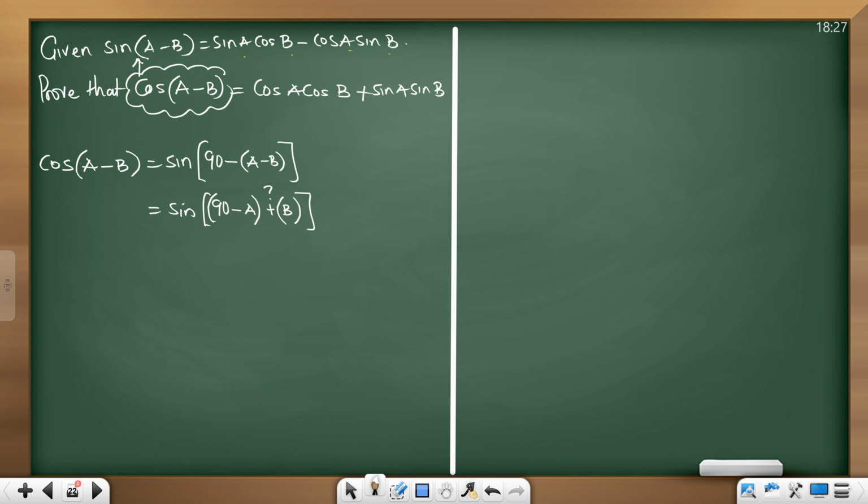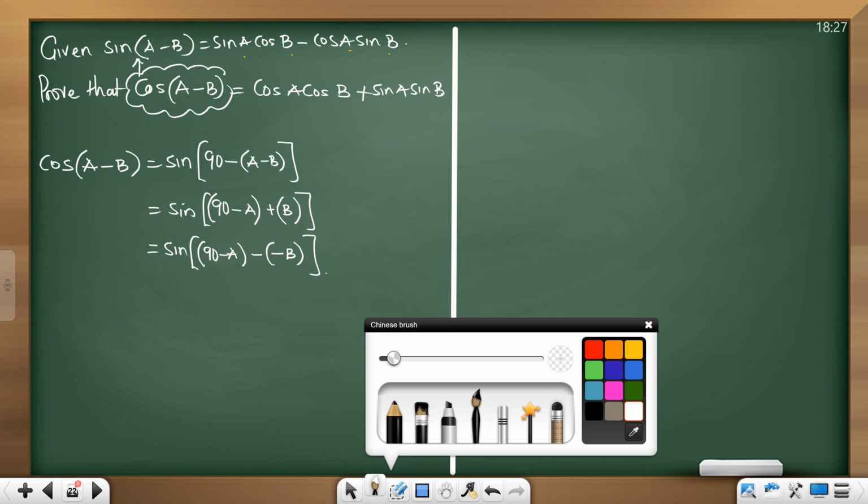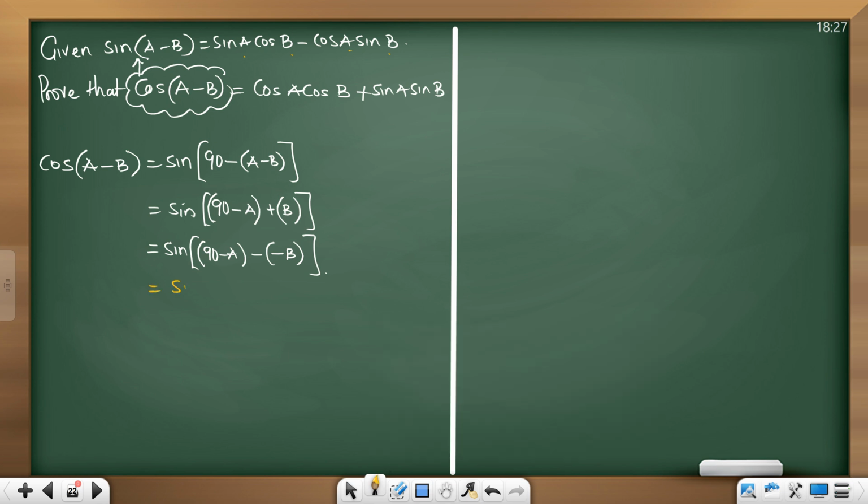A minus. How do I change that? This can simply be written as what? Sine 90 minus A minus B. Do you notice minus is plus? Exactly as what I am given. Sine A minus B. Do you notice what my A is? What my B is? Let me know if it makes sense.